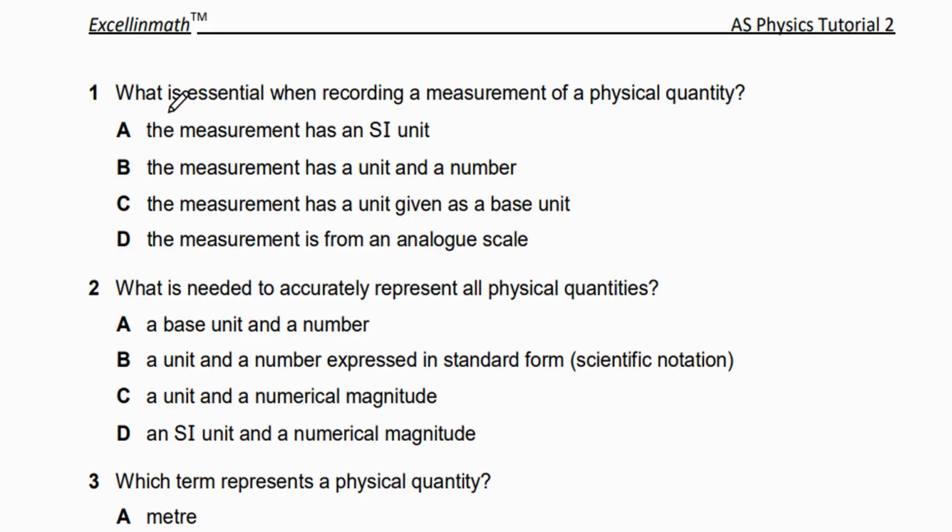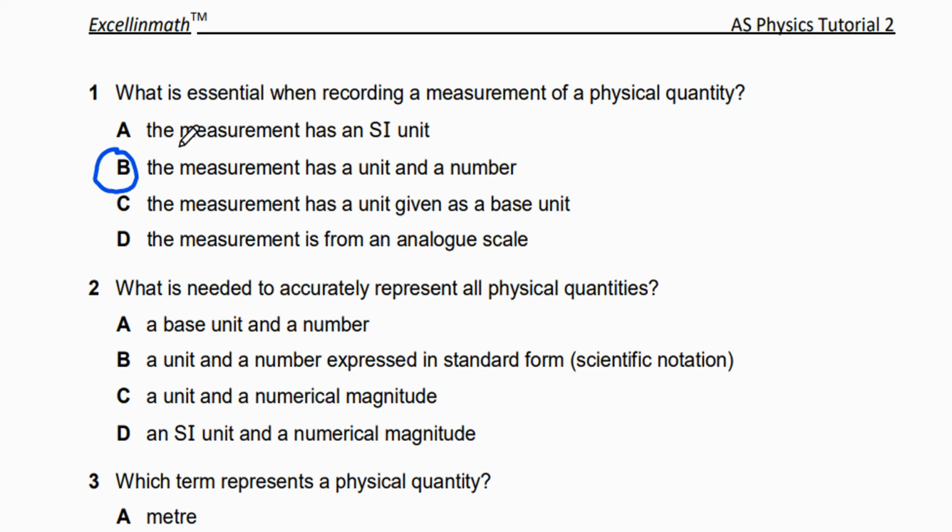In question 1, it says, what is essential when recording a measurement of a physical quantity? So we need to look at which statement says that a physical quantity is a quantity that has a numerical magnitude or number and a unit. And clearly the answer is B. The measurement has a unit and a number or numerical magnitude.